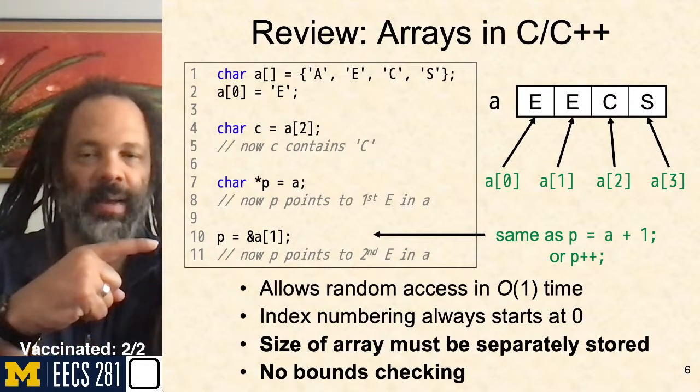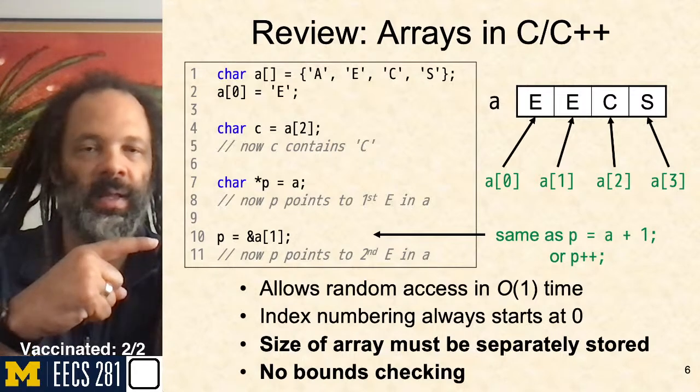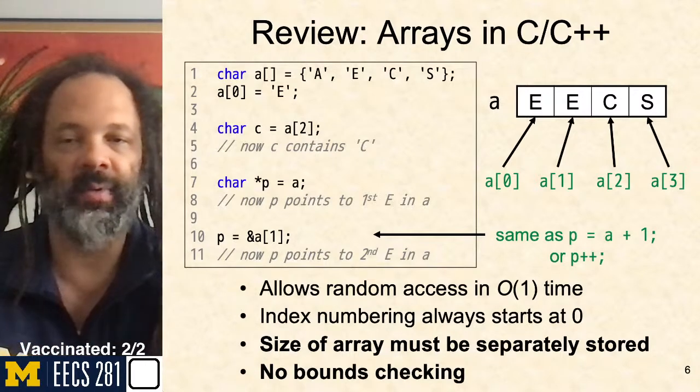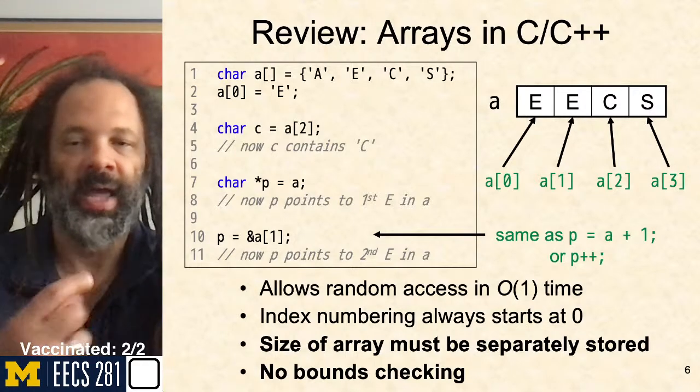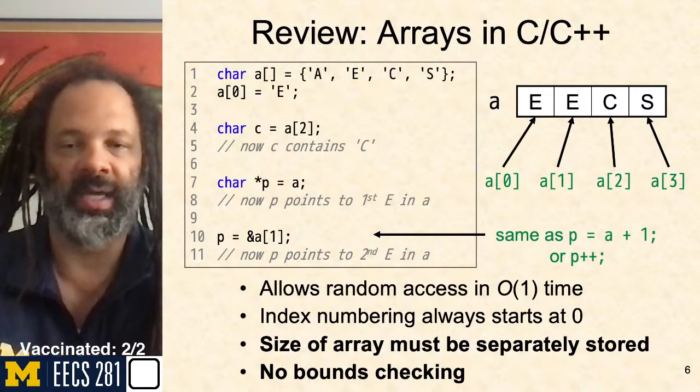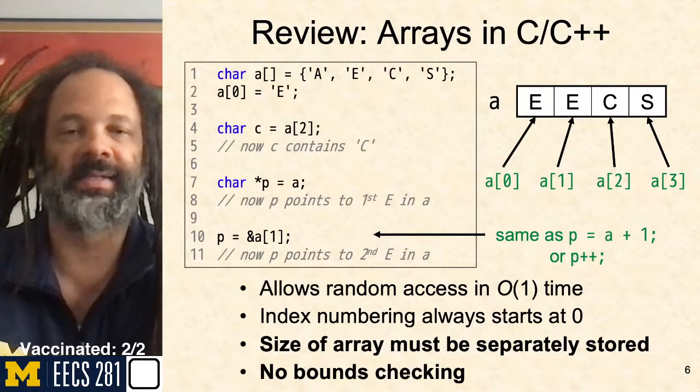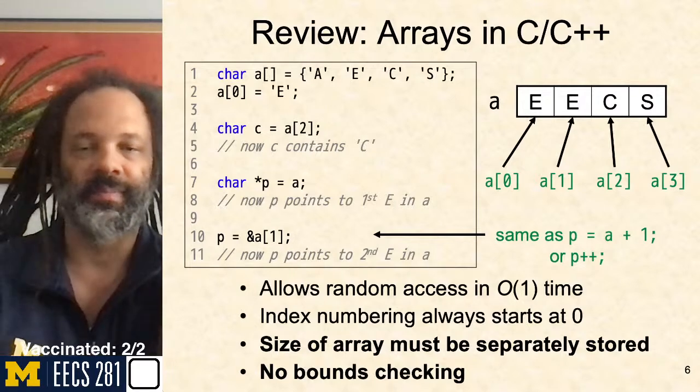Down here we can set that pointer equal to something in the middle of that array there. We said let's go to index 1. That's going to give me a character, and then if I put the address on there, that's going to give me the pointer that is that second E.